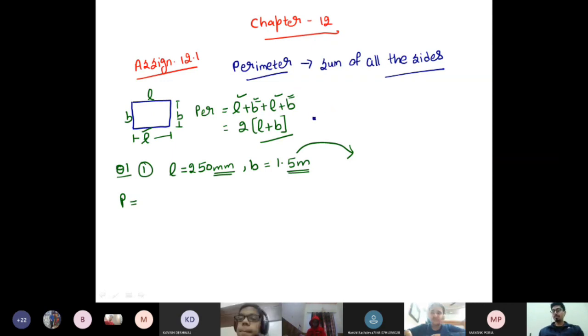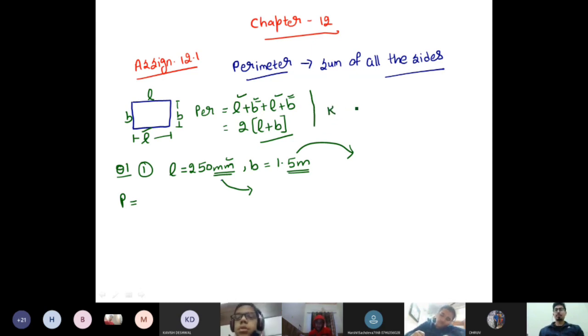Sir, we have to convert in centimeter because they have asked for the perimeter in centimeter. Okay, the answer is in centimeter, so we will convert both of them into centimeter now. So how can we convert length? This is millimeter. How can we convert millimeter into centimeter? Can anyone of you tell me?